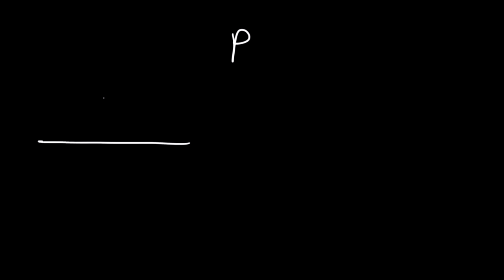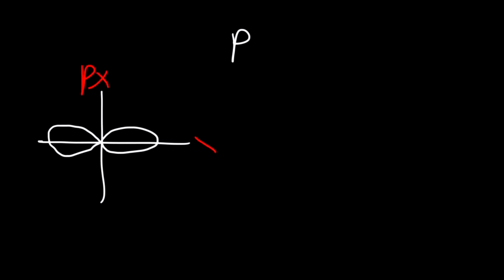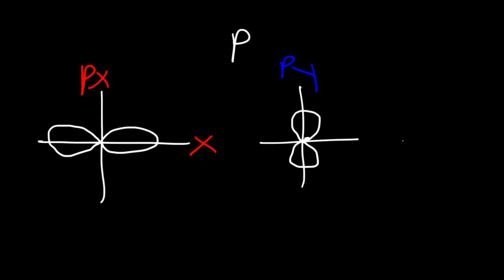Now let's talk about the p orbital. There's one s orbital, but there's three different types of p orbitals. You can have a p orbital in the x-axis, so this is known as px. You can have a p orbital that's oriented along the y-axis, so that's called a py. And then there's one oriented about the z-axis, which we'll call pz. So there's three types of p orbitals.